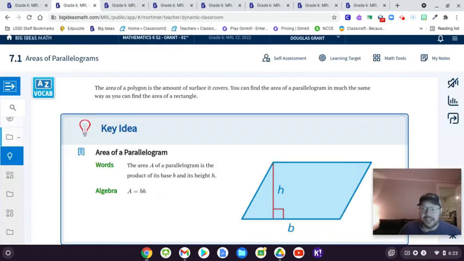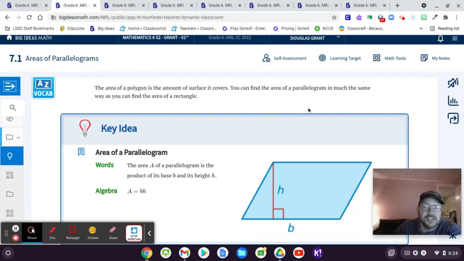Now, area for any shape is always the number of squares that you can fit inside the shape or that would cover the shape. So the area of any shape at all is the number of squares it takes to cover the shape. And you can find the area of a parallelogram in much the same way as you can find the area of a regular 90-degree rectangle. So what you do is the base times the height.